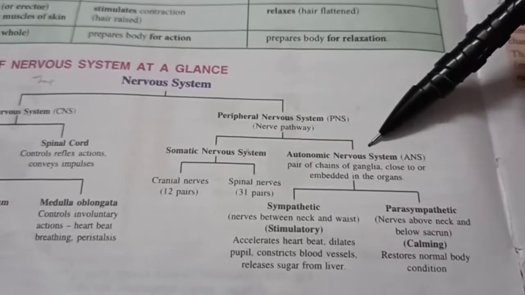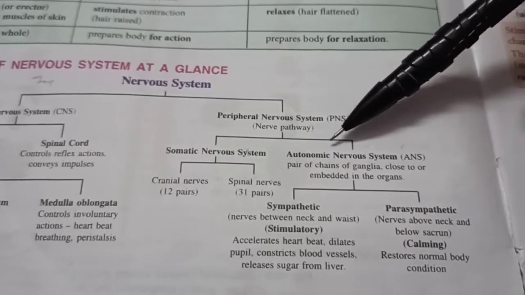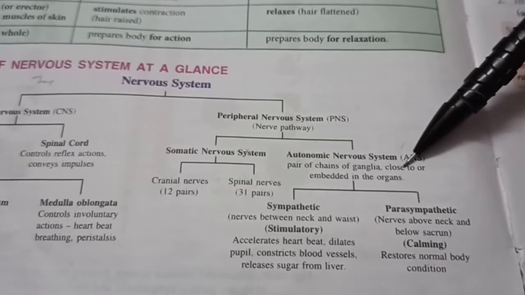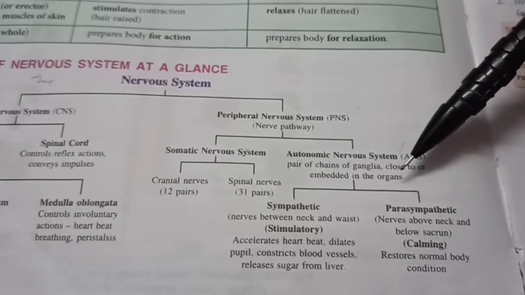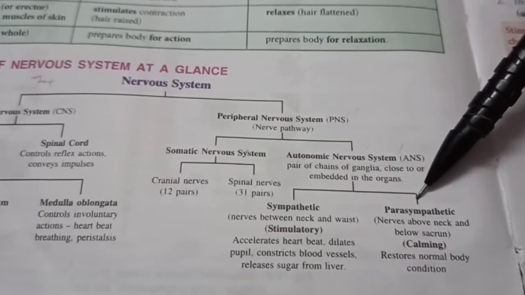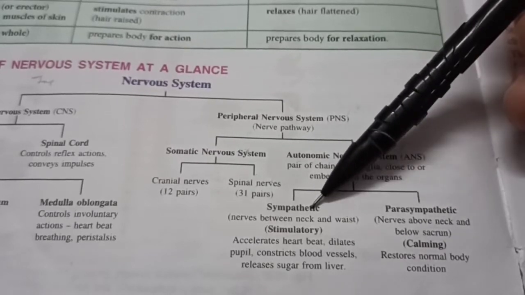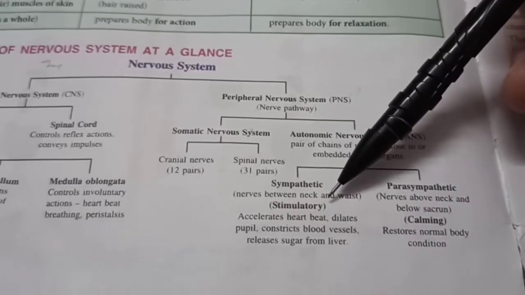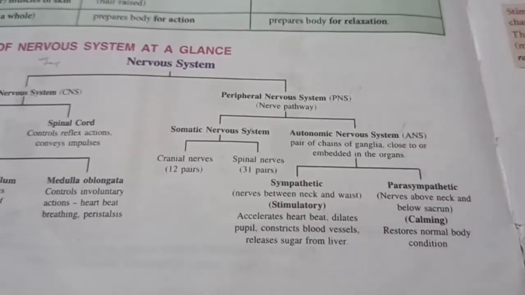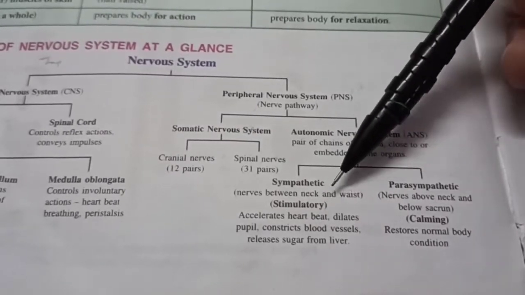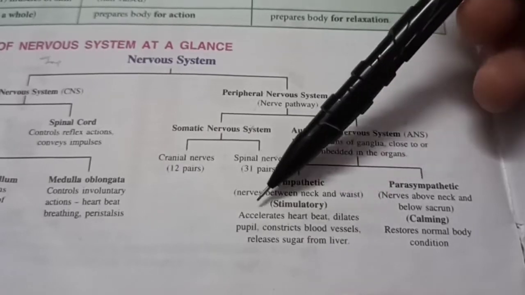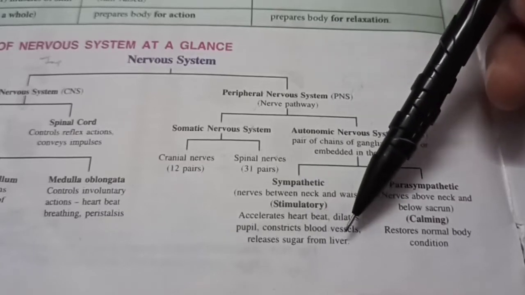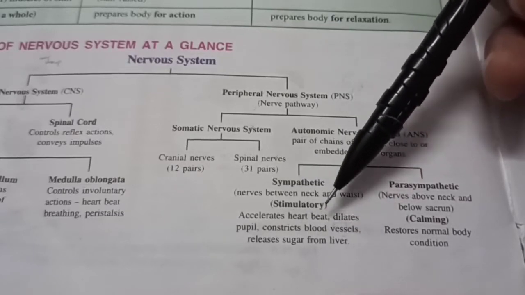And then we have the autonomic nervous system, the ANS. They are completely out of our control. They are a pair of chains of ganglia close to or embedded in the organs. Now, they can either be sympathetic or parasympathetic. The sympathetic nervous system comprises nerves between the neck and the waist, and they are stimulatory by nature. They prepare us for fight or flight. They work in close coordination with adrenaline hormone. They accelerate heartbeat, dilate the pupils of the eye, constrict the blood vessels near the skin, and release sugar from the liver for extra energy because perhaps we are in a crisis.